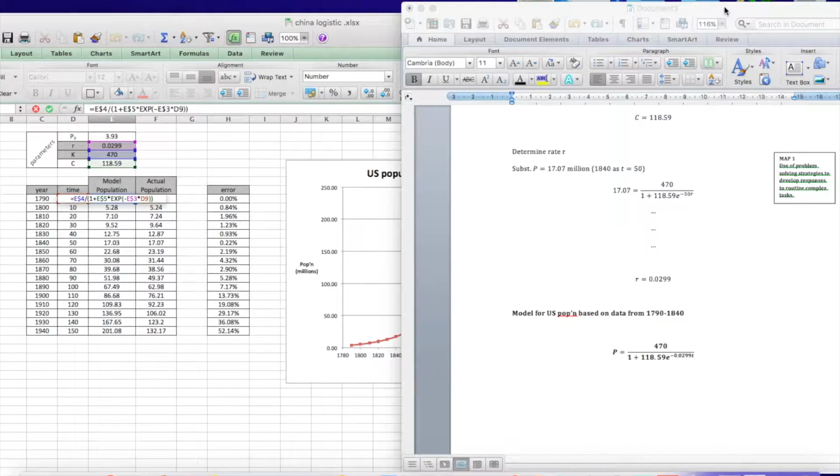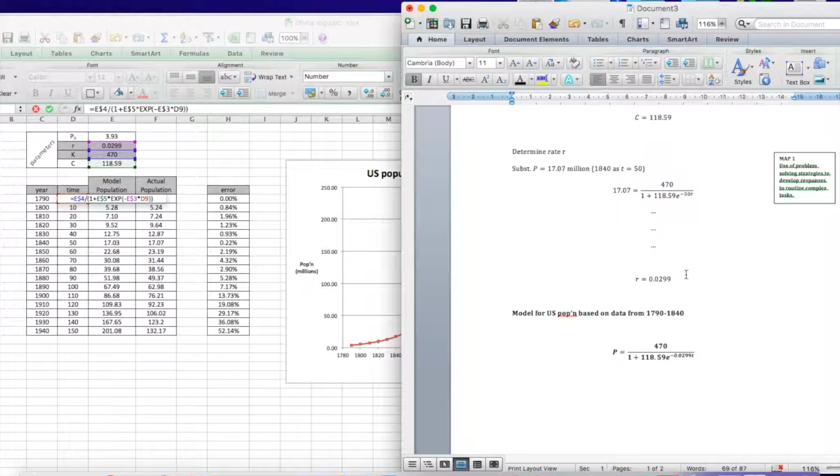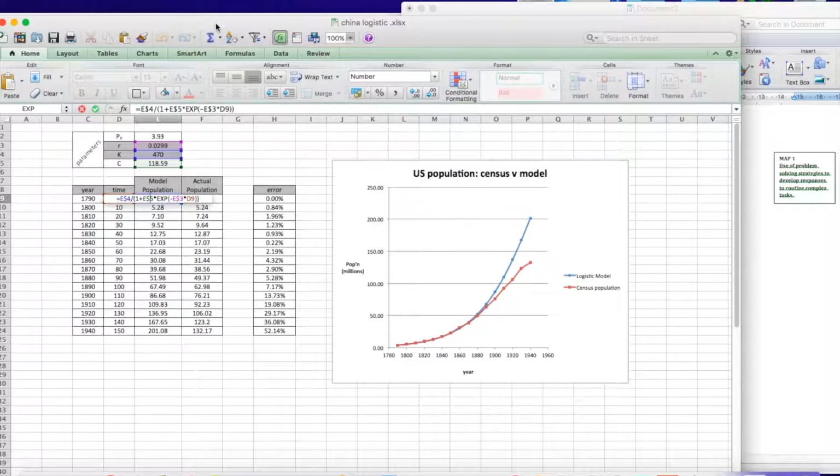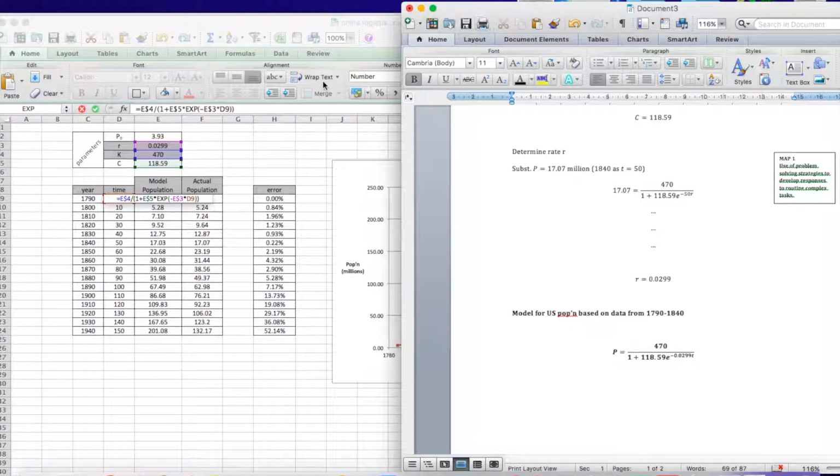So if we have a look, you can see that this form here is now recreated up here. So let's follow this through. I've put in equals E dollar symbol 4. So E4 is this cell here. No, it's not. It's this one here. It's the blue one. So that's my carrying capacity K, right?